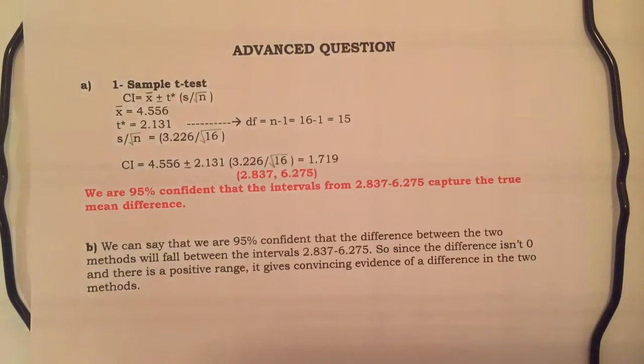Part B is asking, does your interval in Part A give convincing evidence of a difference in the two methods of estimating tire wear? Justify your answer. So I said we can say that we are 95% confident that the difference between the two methods will fall between the interval 2.837 and 6.275. So since the difference wasn't zero and there is a positive range, it gives convincing evidence of a difference in the two methods.